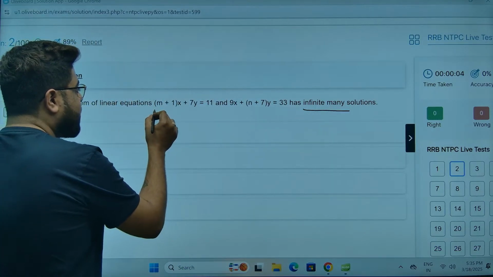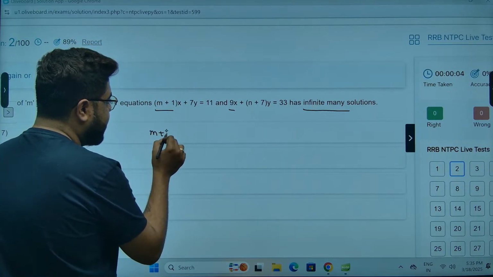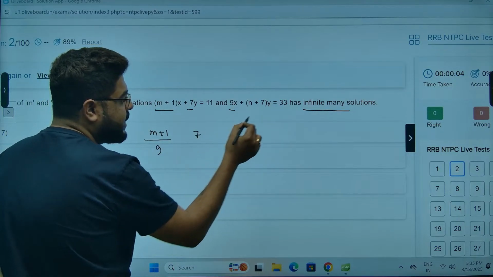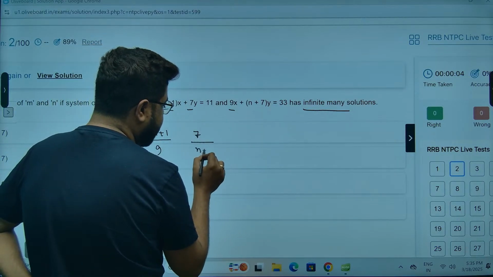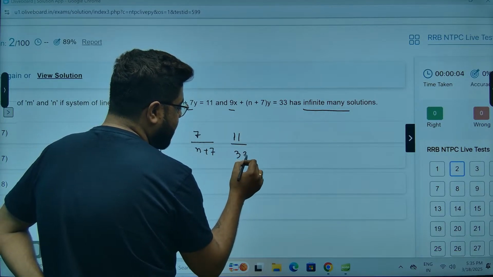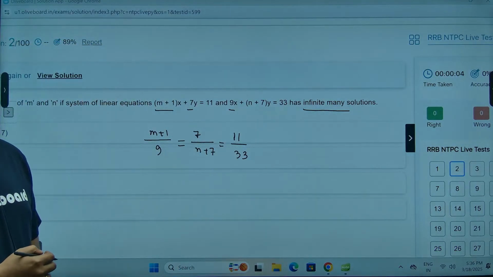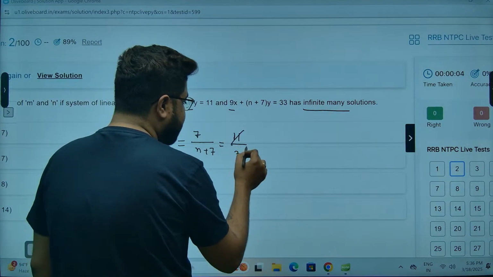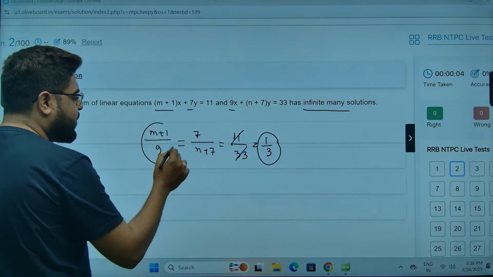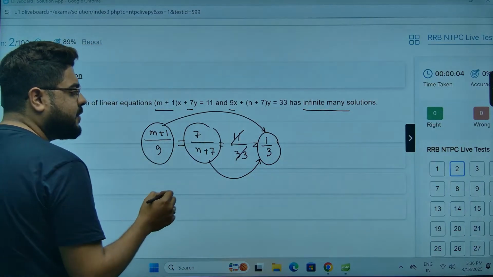That means the coefficient of x for both the lines, that is m plus 1 divided by 9, the coefficient of y, n plus 7 over here, and the constants 11 by 33, all must be equal to each other. This is very simple. This is 1 by 3, so this is equal to 1 by 3, and this is also equal to 1 by 3. From there, I can simply figure out the values of m and n.